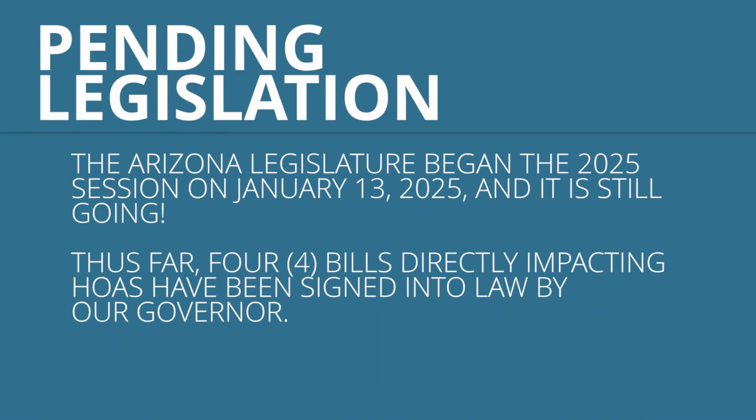As you know, the Arizona legislature began their 2025 session on January 13th, 2025. And if you can believe it, it's still going strong as of June 17th this morning. Thus far, there's 4 bills that directly impact HOAs and condominiums that have been signed by our governor. And the process is it has to pass the Arizona State House and the Arizona State Senate, and then it gets sent to the governor for the governor to sign it once both chambers of the House and the Senate have passed the bills. So 4 bills this year so far.